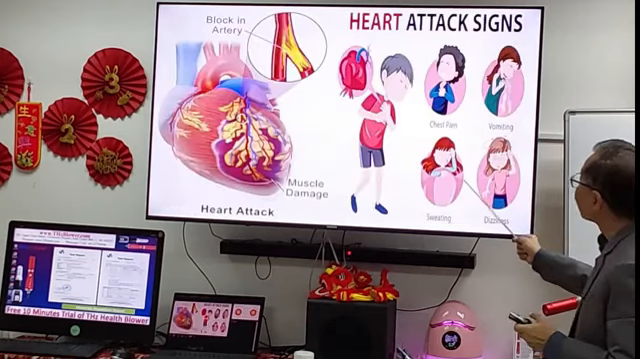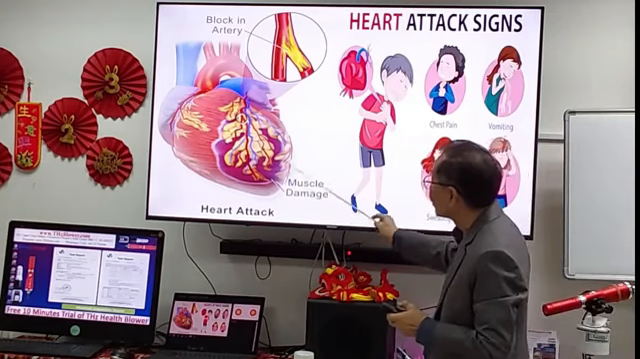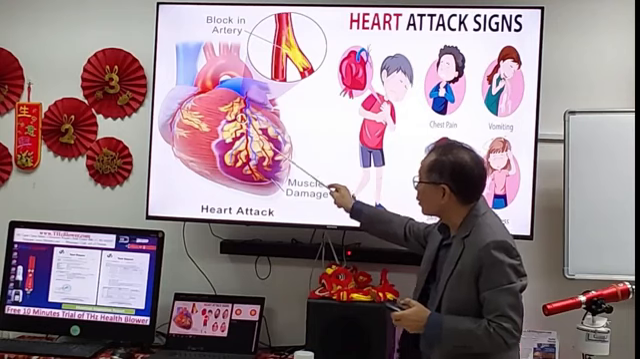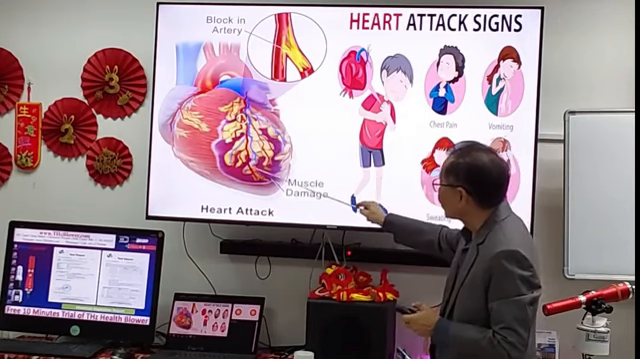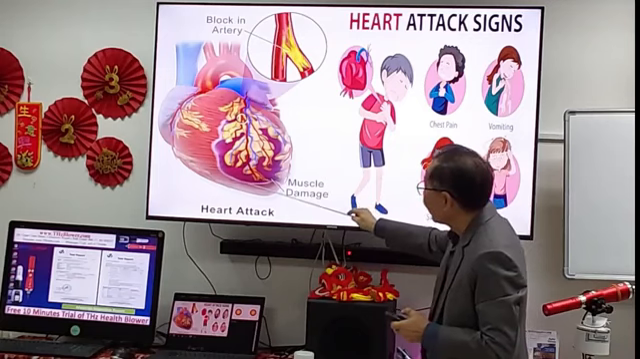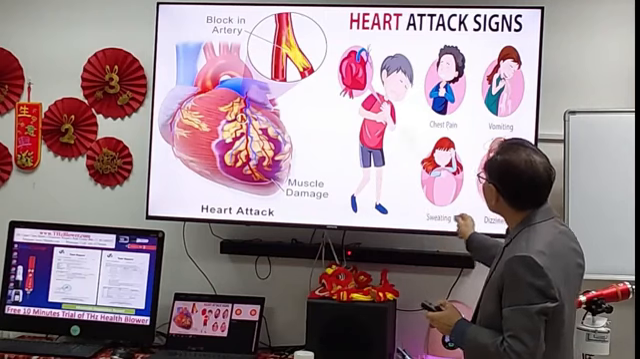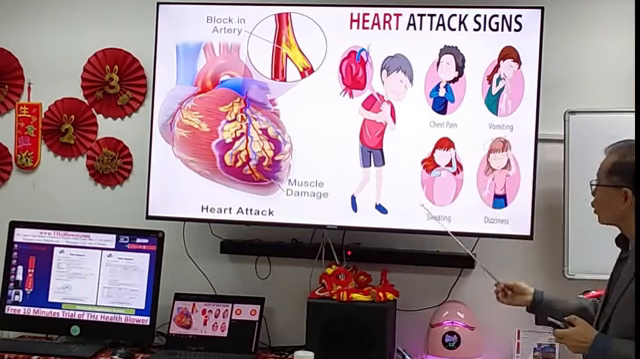So, heart attacks and muscle damage. Because it damages the blood vessels, when blood doesn't flow through the blood vessel anymore, or if there's a block, that's where you get a heart attack. So when there's a block, you get chest pain, vomiting, dizziness, sweating.